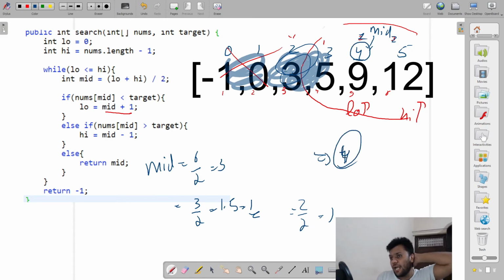I hope this is clear, like how we approach our code. So that's what the code is. If the target we are looking for is greater than our mid, then I simply move my low to mid plus 1. If my target is smaller than my mid, then I will move my high over there, to mid minus 1. Once it becomes equal, then I will simply return my mid, which is our index. If we are unable to find it, then we simply return -1 over here. I hope this is clear. So that is how we did it.